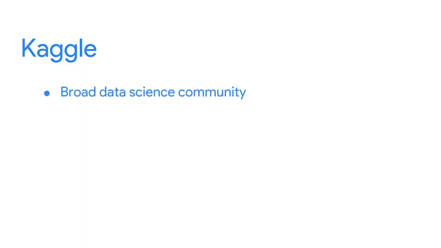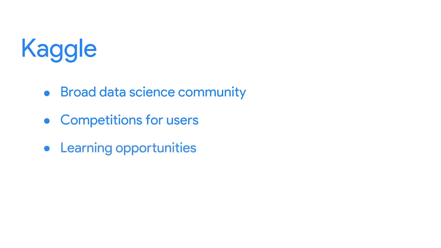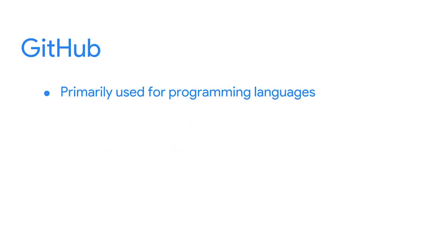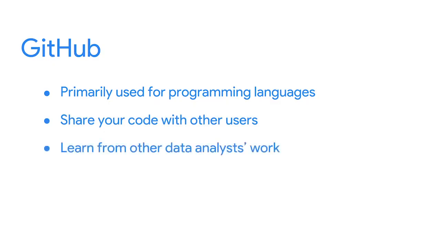Kaggle has a broad data science community you could join. It hosts a lot of competitions for users to join in and offers all kinds of learning opportunities. This is a great option if you enjoy connecting with other data analysts. GitHub's primarily used for programming languages like R or Python. It has a more technical setup than other platforms, but it's a great place to share your code and the how behind your analysis with other users. And if you want to learn from other data analysts' work, GitHub's a great place to be.